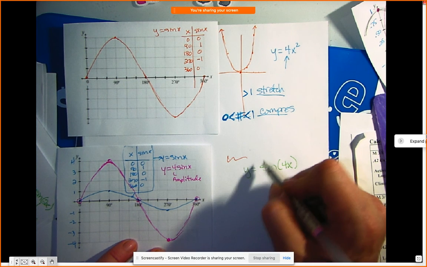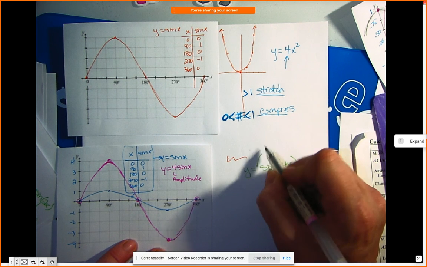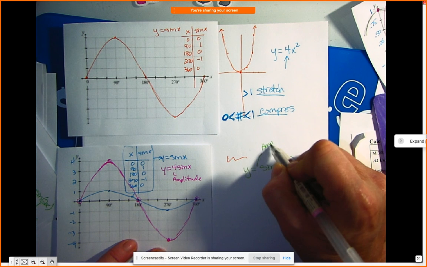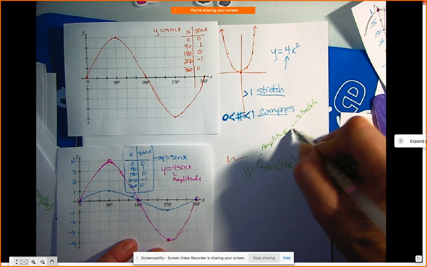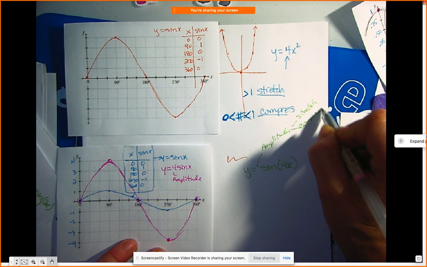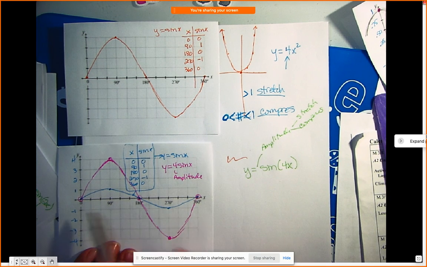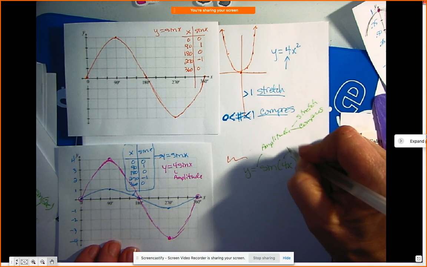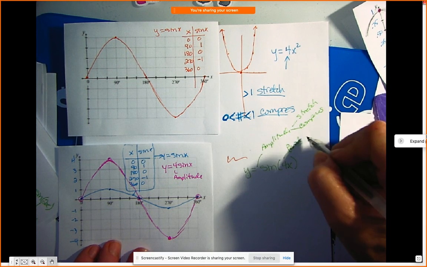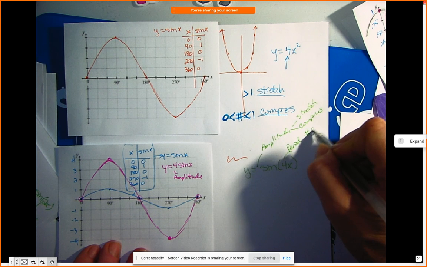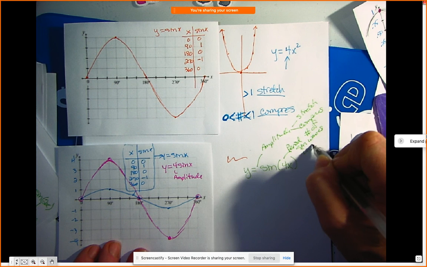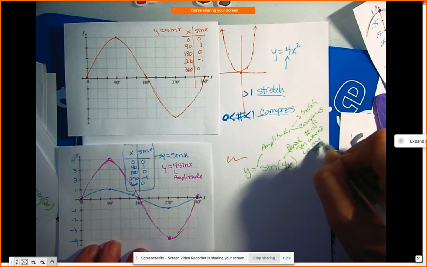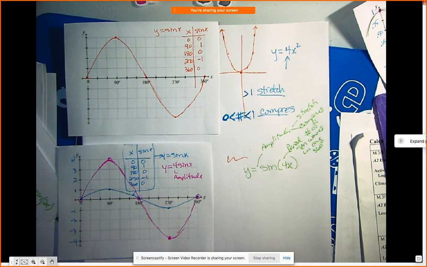Okay, when it's in front, if it's a number in front, it's called the amplitude. And it talks about stretch or compress. Meaning we're only going to have one sine wave between 0 and 360. Now this one, I'm pretty sure they call it the period. And this is how many sine waves or cosine waves in one 360-degree rotation is what I'm going to call it.